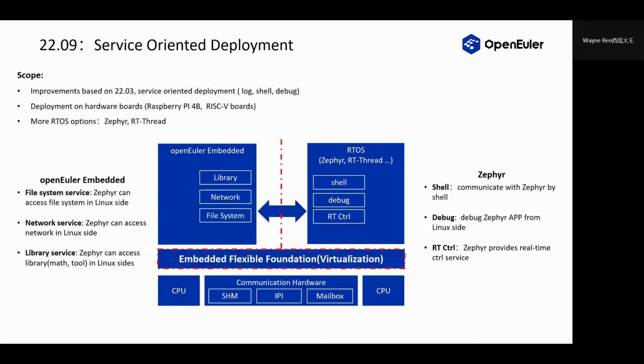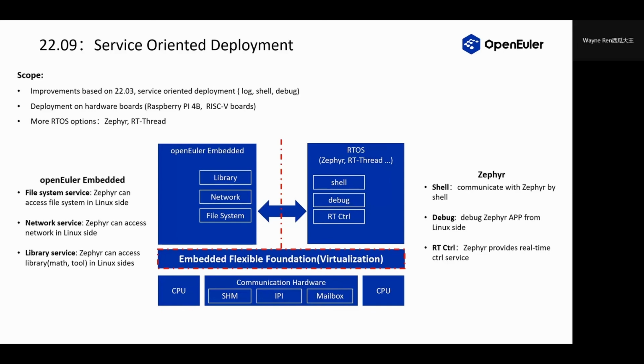After 22.03 was released, we are working on the scope of 22.09. We will continue to improve previous work and implement service-oriented deployment. And we also will do the deployment on hardware boards, which is more practical. Our target is Raspberry Pi 4B first, then RISC-V boards.